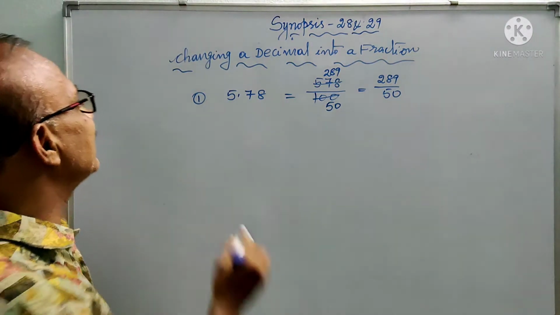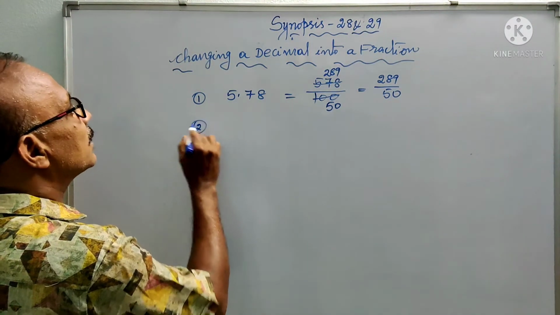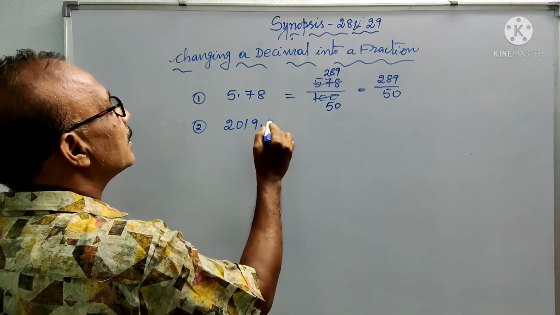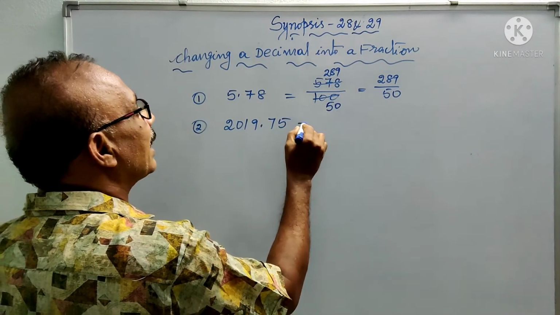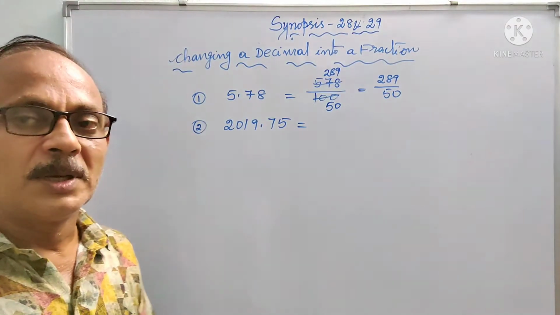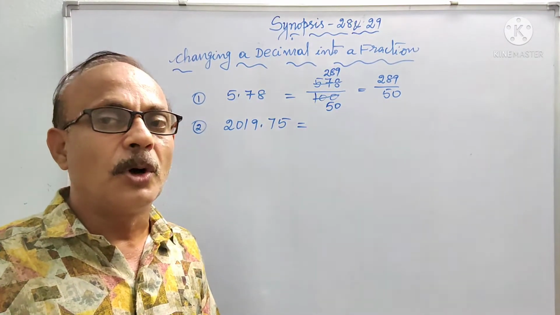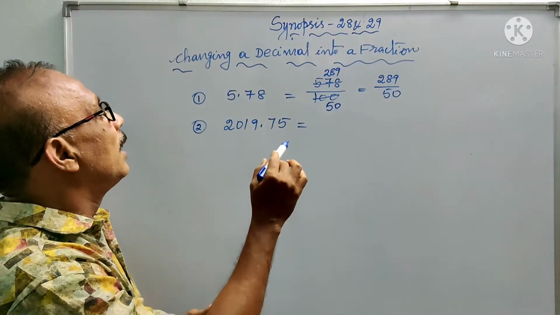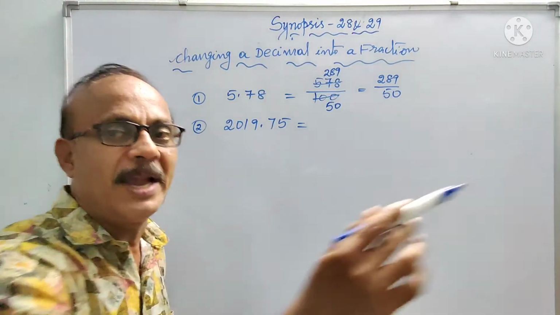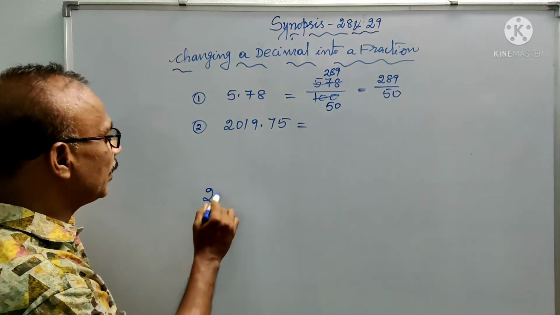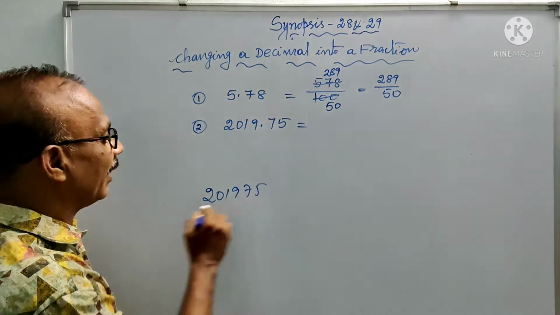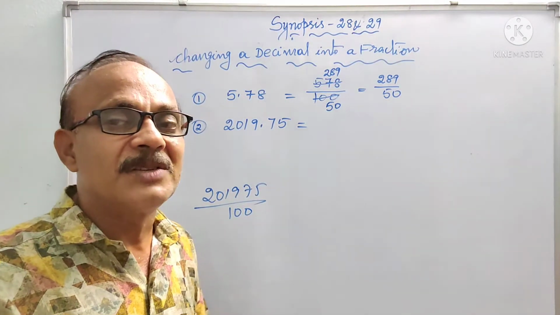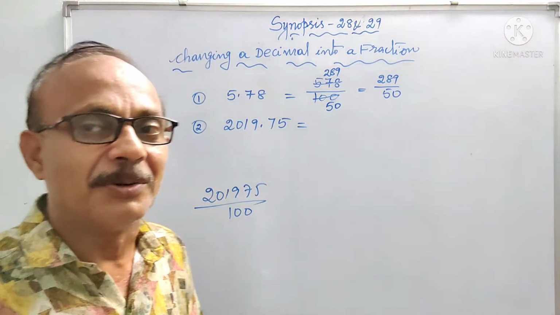Now here one small trick is there. Suppose you want to write 2019.75 as a fraction. If you write this in the usual process by removing the point, 201975 by 100, the numerator becomes very big and the cancellations will become a little tougher for you.